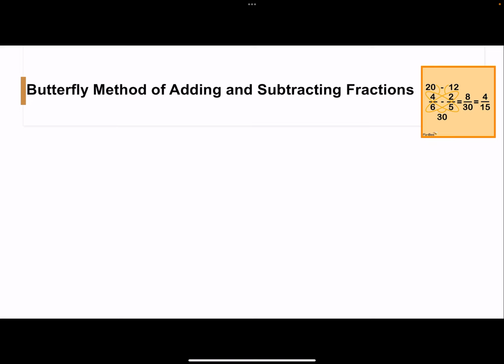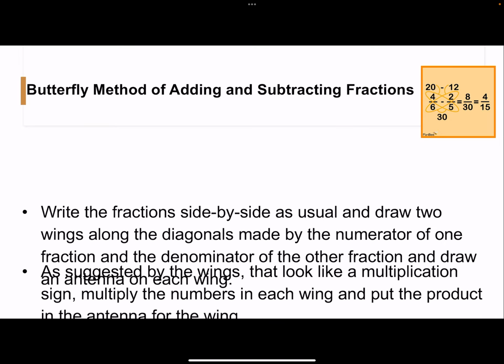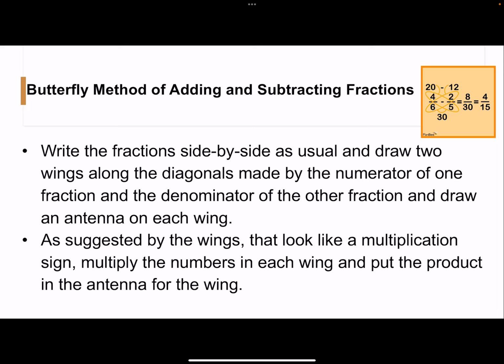I do want to share with you a neat way that you can add and subtract fractions. It's using the butterfly method. You're going to see that I have this example up here in the top right, that as we talk through the rules, you're going to see how that example shows these steps. Step 1, you're going to write the fractions side by side as usual. And you draw 2 diagonals. You can see here where we have drawn a diagonal between the 6 and the 2 and the 4 and the 5. This is going to be the wings of our butterfly.